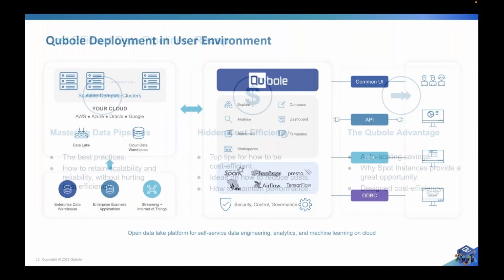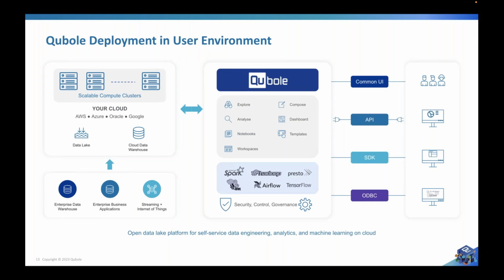Okay, now before we move to a quick demo, I would like to show you a quick architecture of Cuball. If you see this diagram, Cuball has basically three layers. The first one, the middle layer, is called the Cuball control plane, where you have all these engines which are required for the various personas. I'll talk about that in a second.